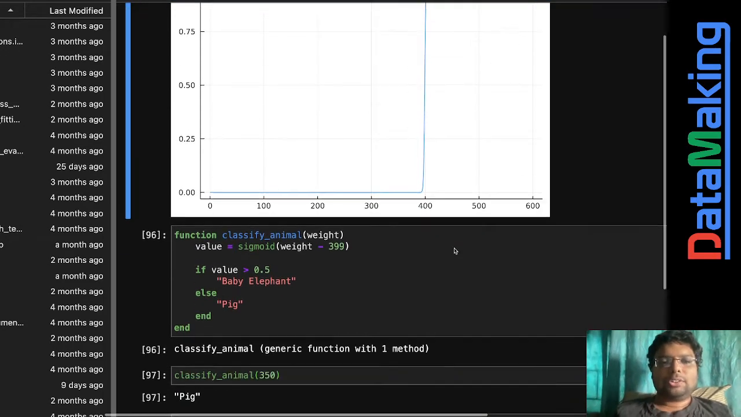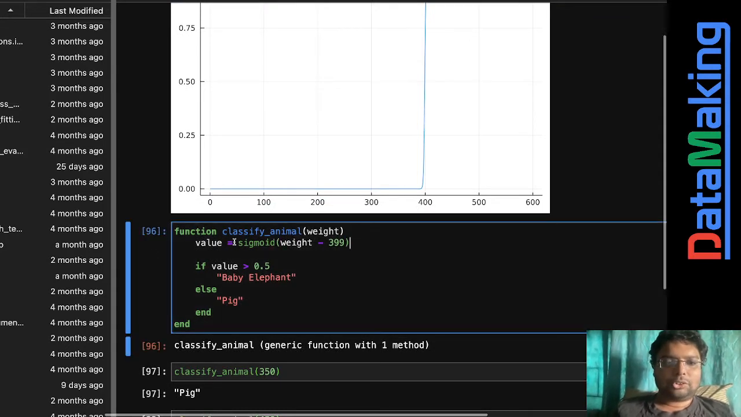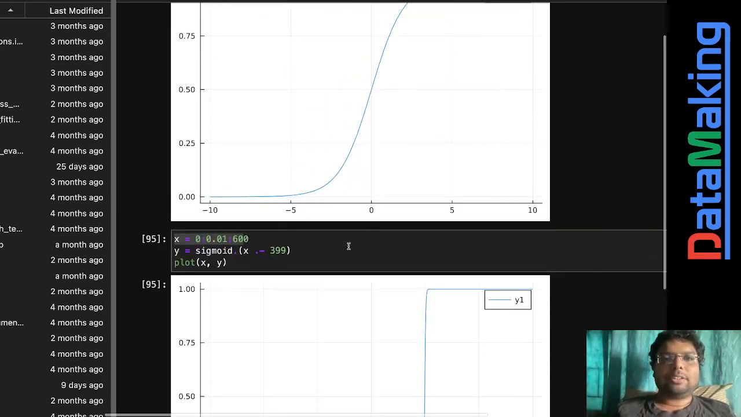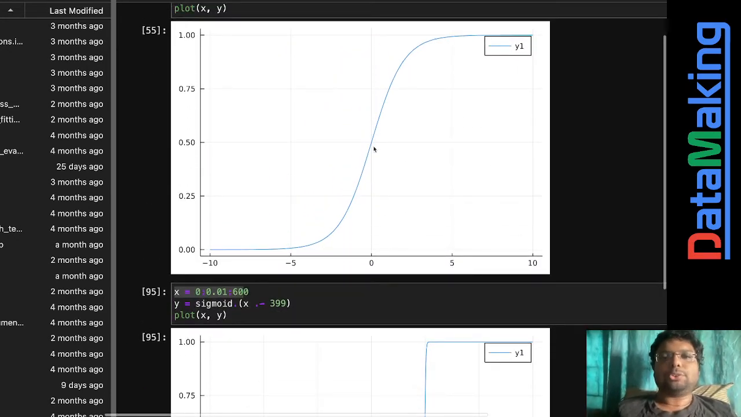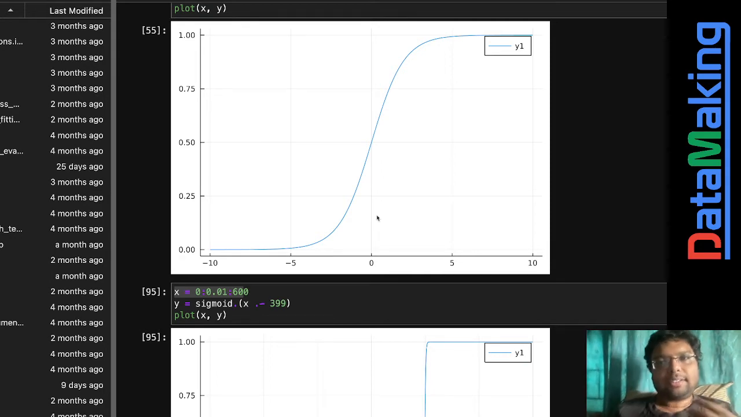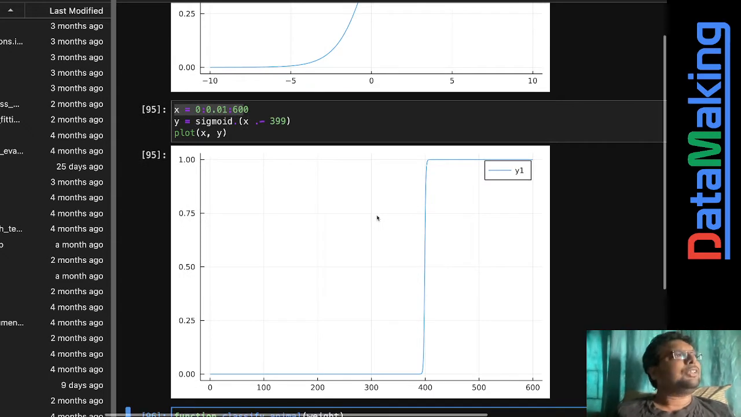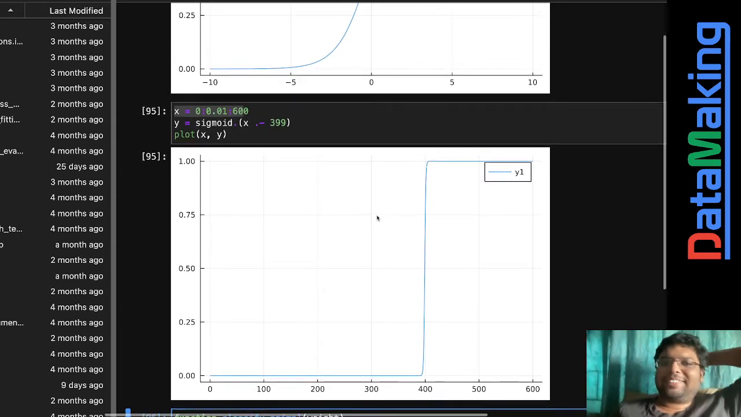Now we are writing a function, classify animal, and in this we are only getting one weight. These graphs are for us, for humans, to understand. We are visual animals, so I don't think we have reached an age where we can give a graph to computers and make them understand it.